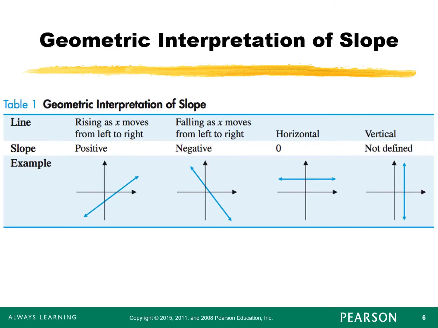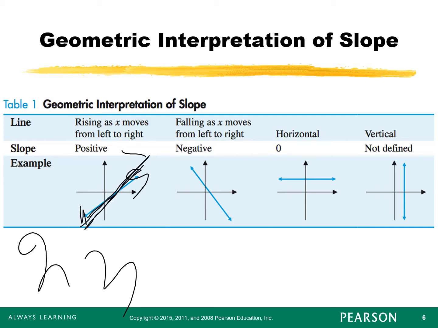Now let's talk about the geometric interpretation of a slope. Imagine that our slope is a positive number, for example 2, 3, and so on. Our line will be rising from the left to the right. This is what we call rising. This is when we have a positive slope.